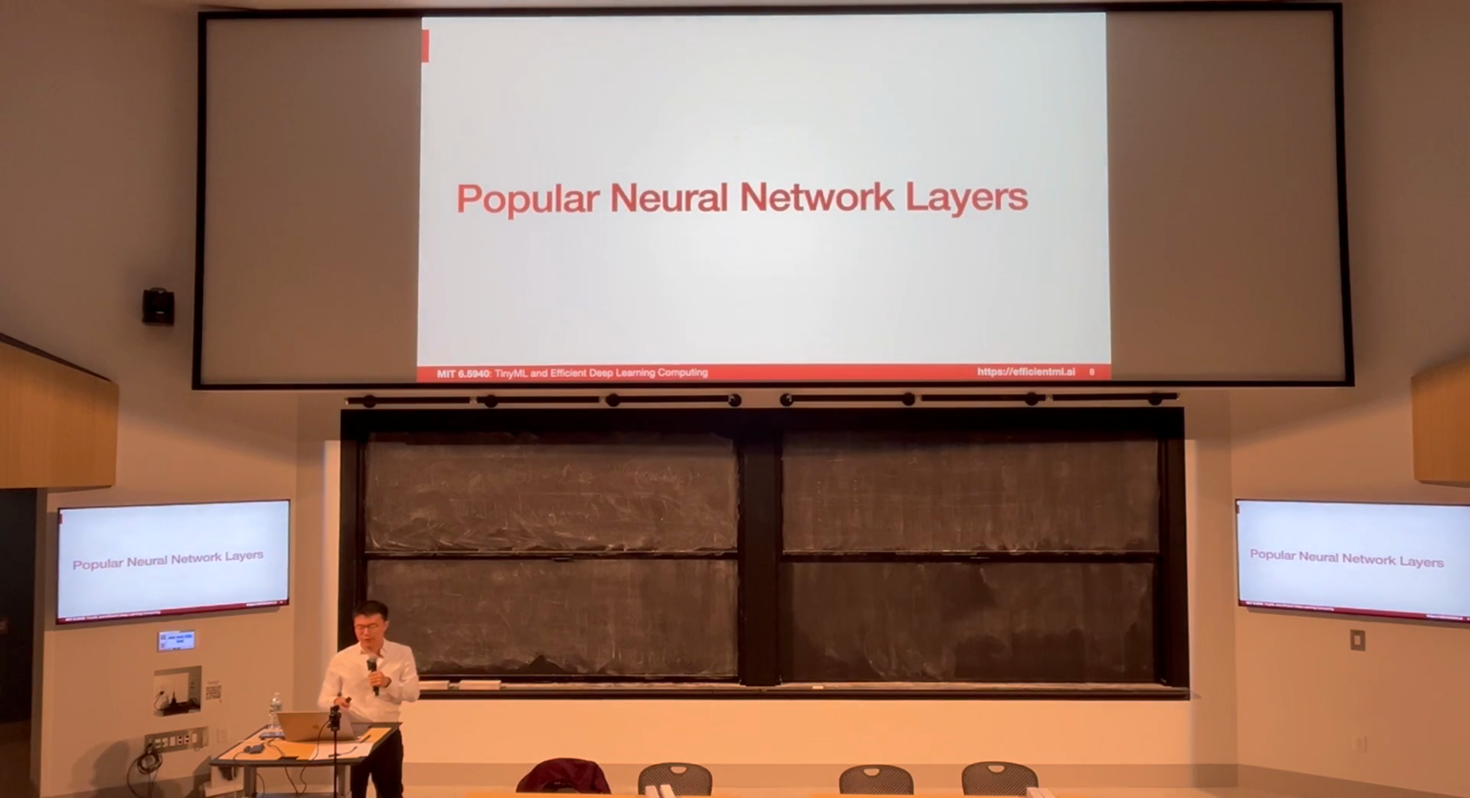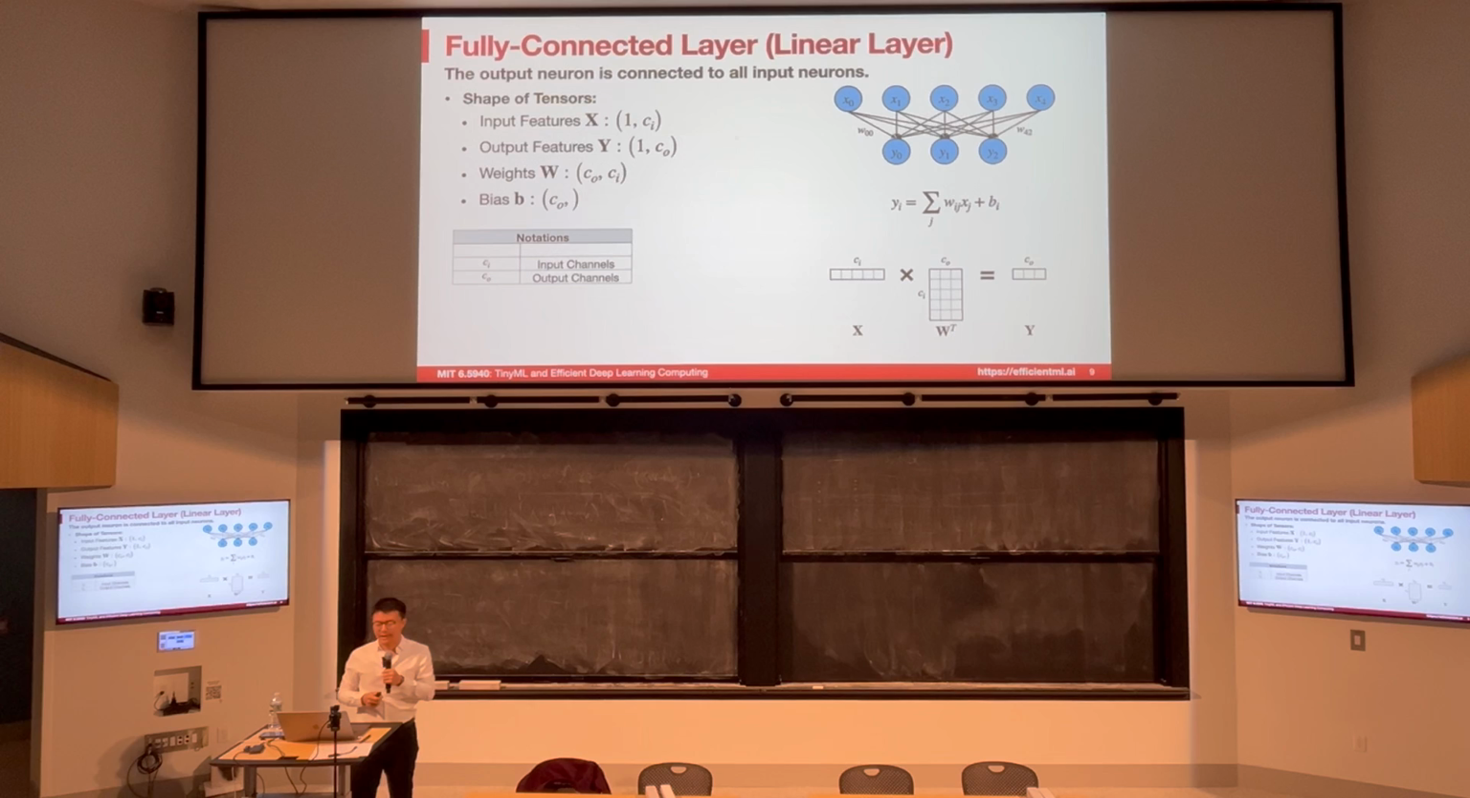So let's visit a few popular neural network layers, starting from the fully connected layer, also called a linear layer. In a linear layer, you have a weight matrix of dimension Ci, the input channel, times Co, the output channel. So the number of parameters here is Ci times Co. This is the input activation Ci, and this is the output activation Co. That's the input feature dimension. Usually, when we are talking about efficient AI computing, it's super important to understand the dimension of each tensor.